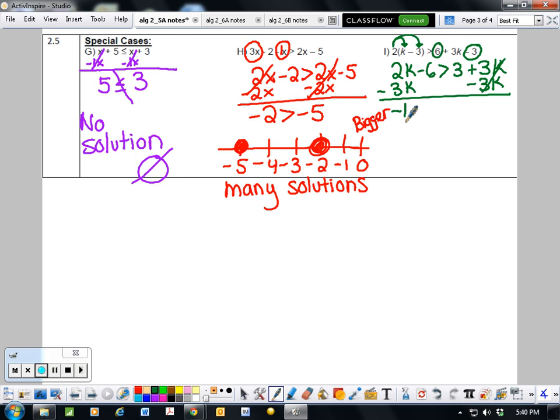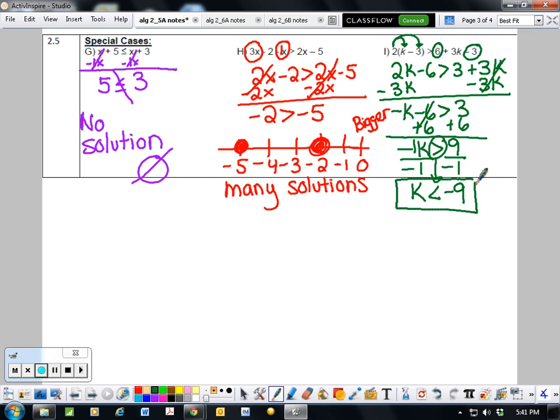And so now I have a negative k minus 6 is greater than 3. I add 6 to both sides. So now I have negative k is greater than 9. And now I got to get rid of that negative. So this is really a negative 1k, so I divide by negative 1, which means this is going to flip. So k is less than negative 9. I guess I just threw that in there so that way no one was guessing on if it's no solution, many solutions. It's just a regular problem.